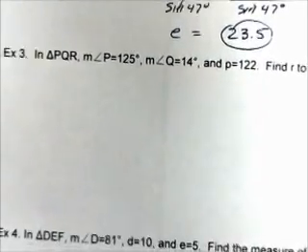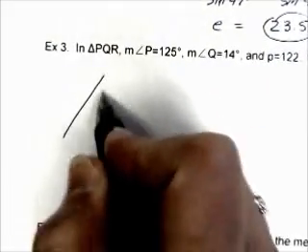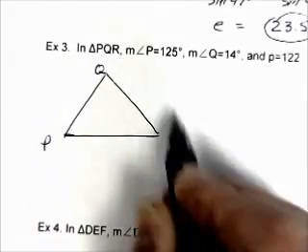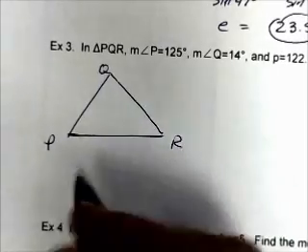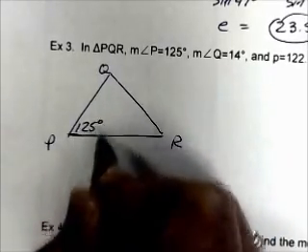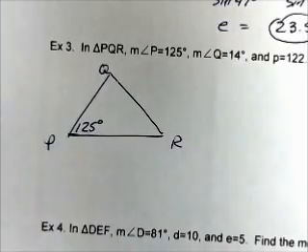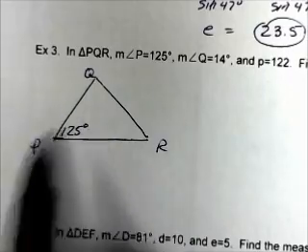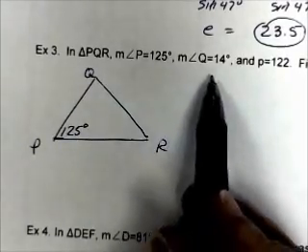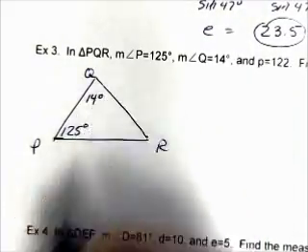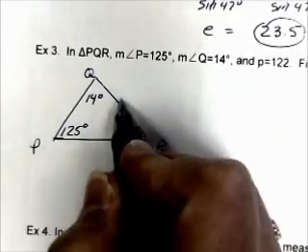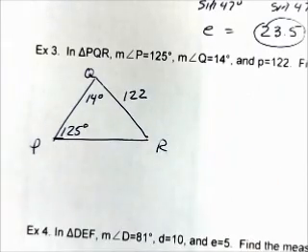Next, in triangle PQR, stop there, draw a triangle. The measure of angle P is 125 degrees. All right, well, that's an obtuse angle. Not that my triangle is representative of that, but again, we'll be working with the numbers, not with what it looks like. The measure of angle Q is 14 degrees. Lowercase p is 122, so the side opposite angle P is 122. We want to find lowercase r to the nearest integer.